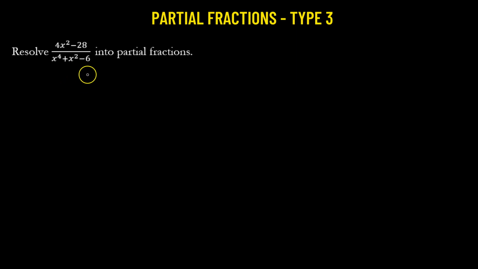So here in this problem, we need to resolve the given rational fraction into partial fractions. Let us begin. As we can observe here, in the denominator we have a biquadratic polynomial, that's x raised to the power of 4 plus x squared minus 6. What we can do is factorize it by splitting the middle term.